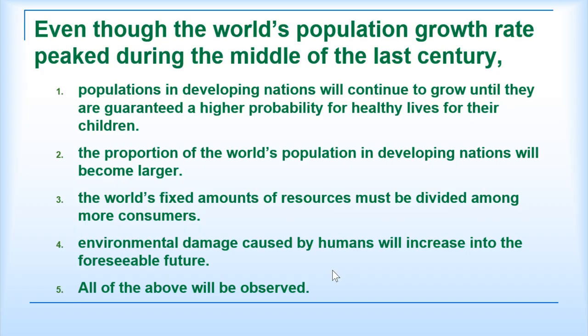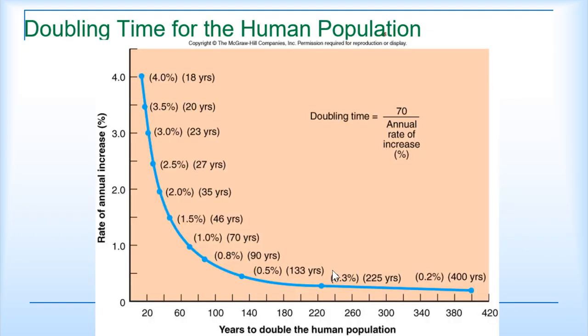Okay, so even though the world's population growth rate peaked during the middle of the last century, populations in the developing nations will continue to grow until they are guaranteed a higher probability for healthy lives for their children. The proportion of the world's population in developing nations will become larger. The world's fixed amount of resources must be divided among more consumers. Environmental damage caused by humans will increase in the foreseeable future. Yes, all of that.